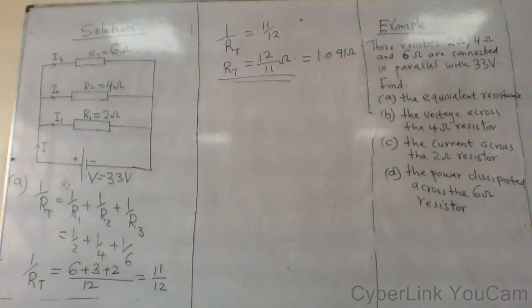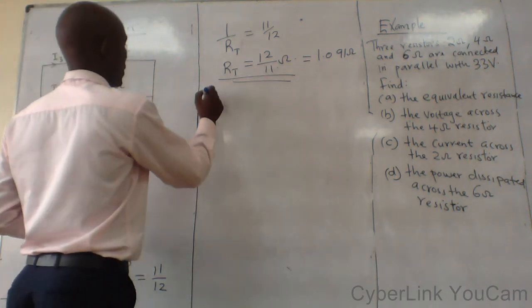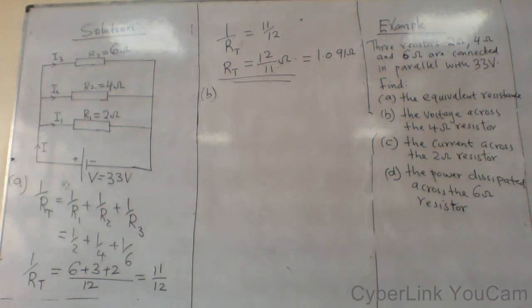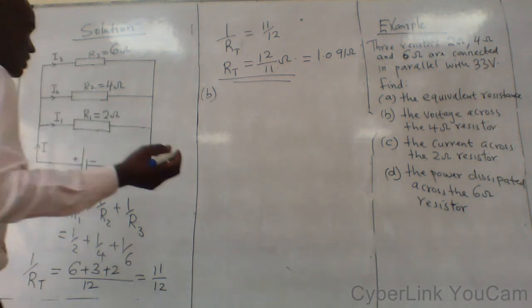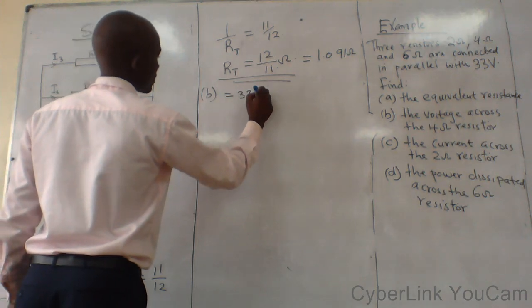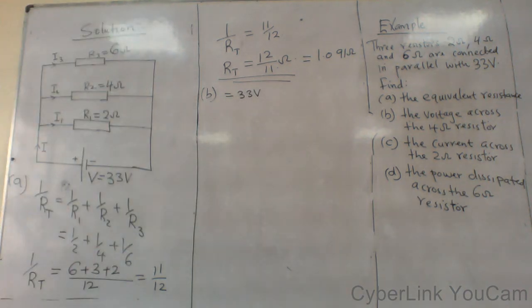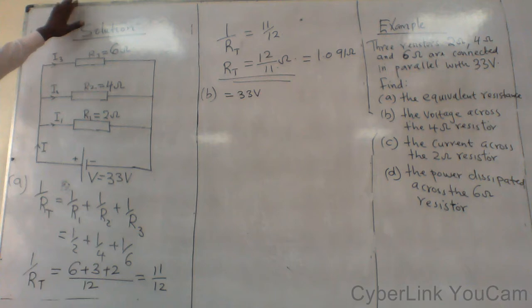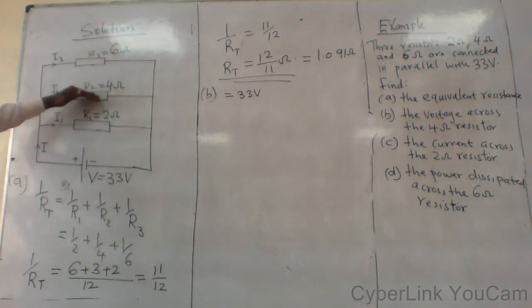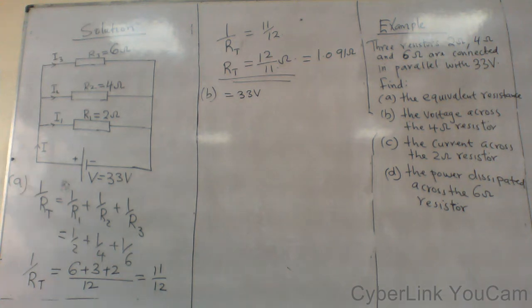We move to number B, the second part, which is the voltage across the 4 ohm resistor. The voltage across the 4 ohm resistor, that is automatic. The voltage will be equal to 33 volts. Remember, we have said voltage is the same across the board. So 33 will pass here, 33 will pass there, 33 will pass there. So the voltage across the 4 ohm resistor is that.